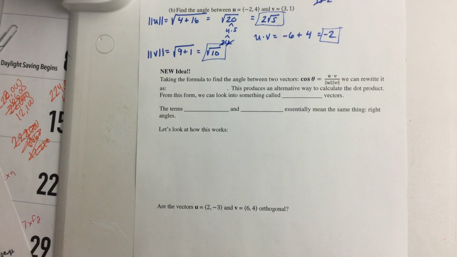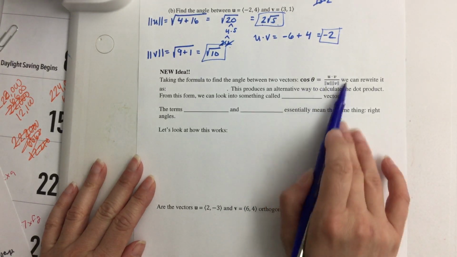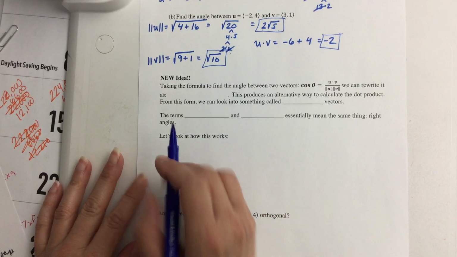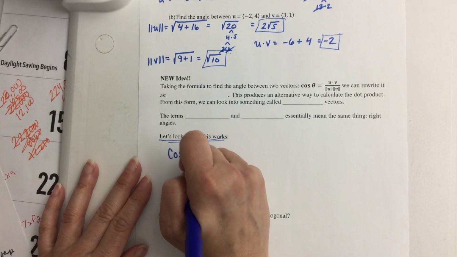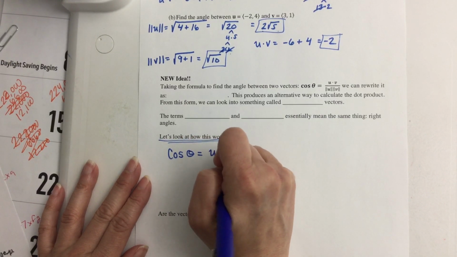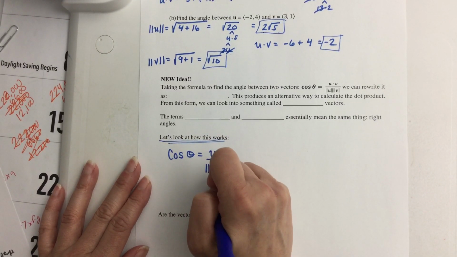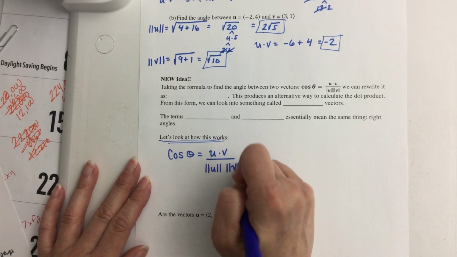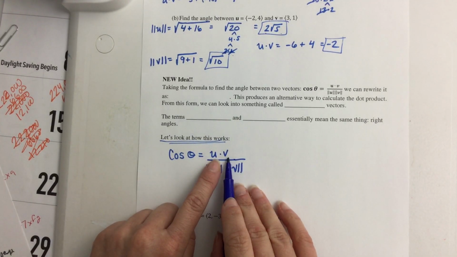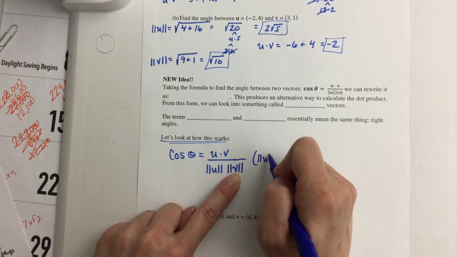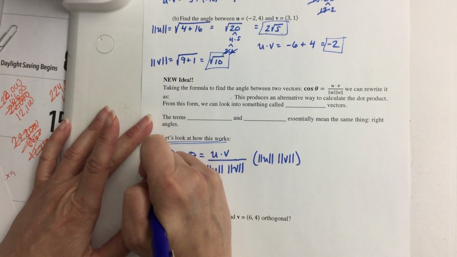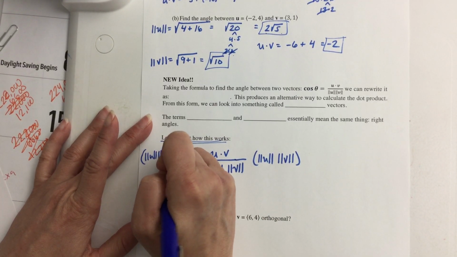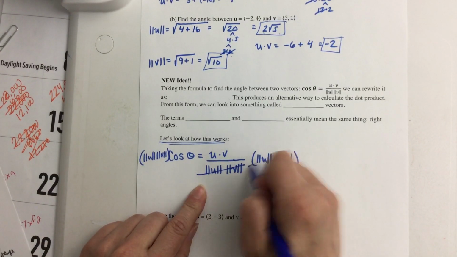Now here is the last idea from 6.4. It's a new idea. We're going to take this formula, the formula to find the angle between two vectors, and rewrite it so that it's set equal to the dot product. What you'd have to do is multiply both sides by the denominator. So by multiplying, this would cancel.